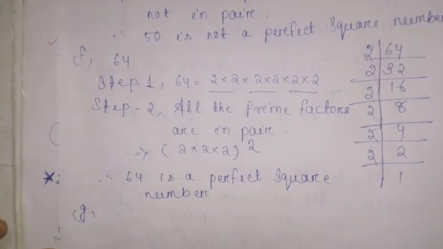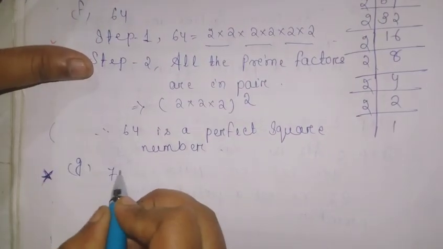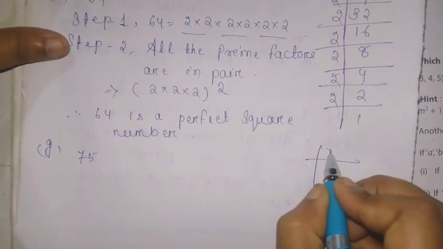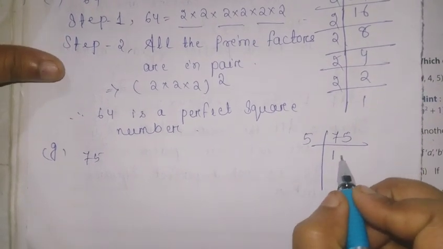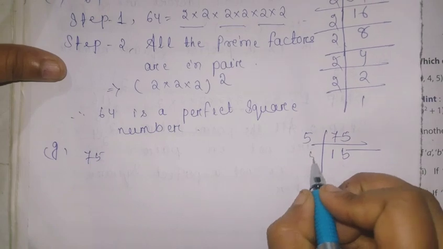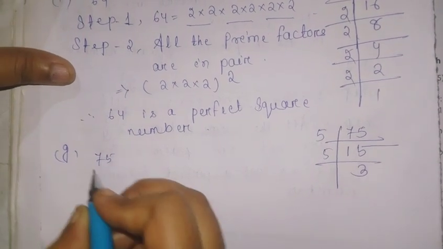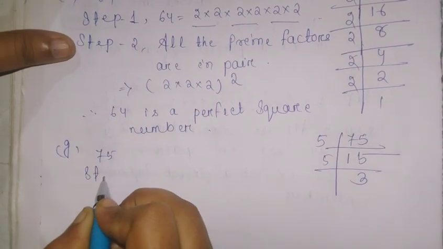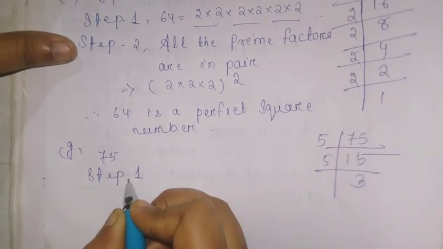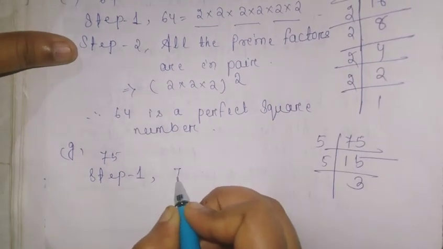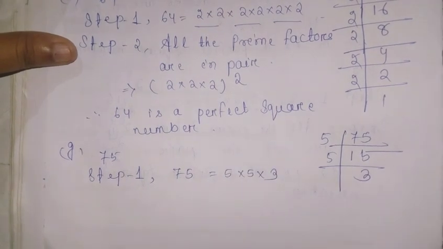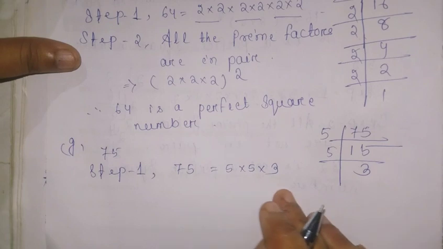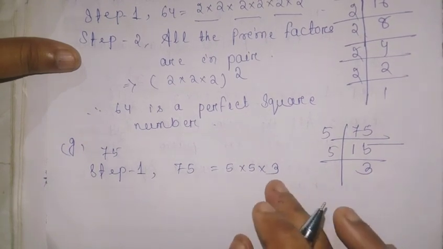Then we solve 75. First we find its prime factorization. 5 1s are 5, 5 5s are 25, then 5 3s are 15. Step 1. 75 equal 5 into 5 into 3. Then all the prime factors are not in pair. 3 is left out.